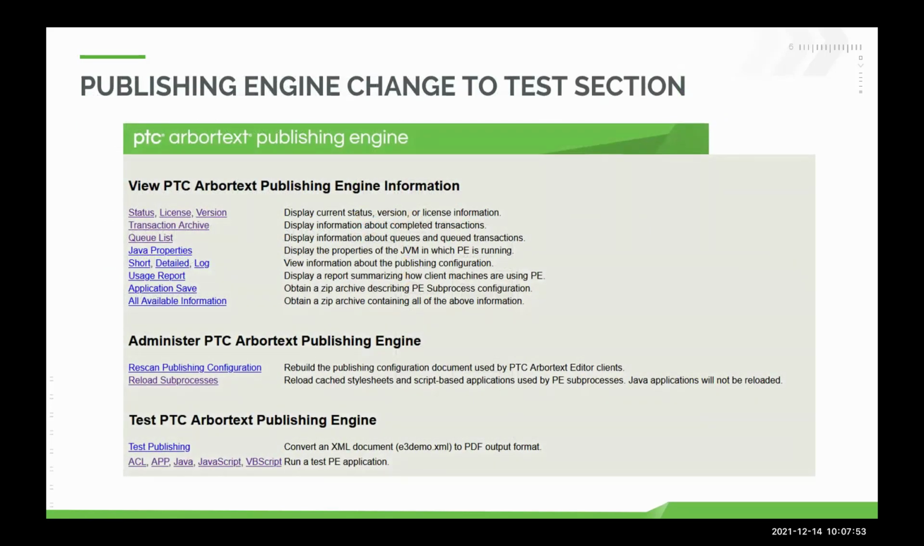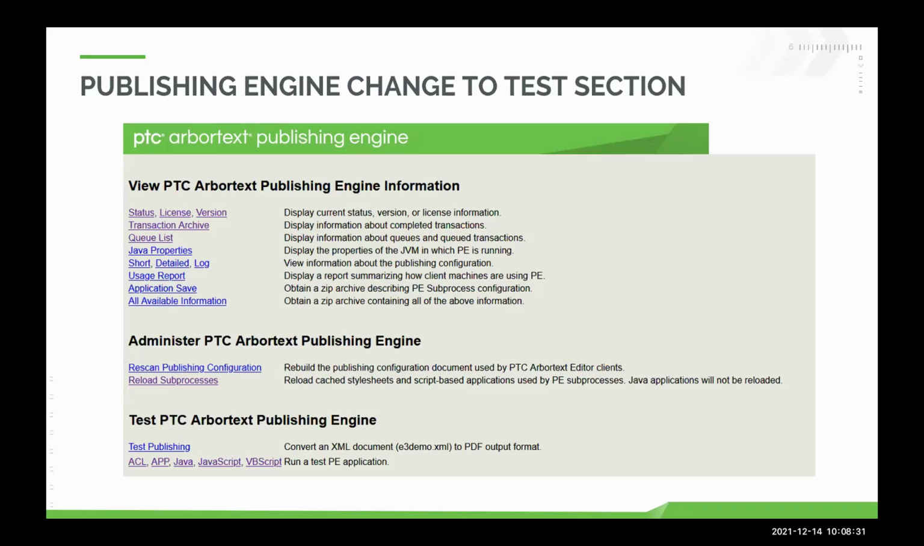This next screenshot is showing that we have made a change to the test PTC Arbortext publishing engine section at the bottom of the screen here. This is related to the change we've made earlier this year, where we deprecated the file parameter for the publishing engine f equals convert feature. And I believe it was in 8020 that left our test section not operating properly because we had deprecated that file parameter.